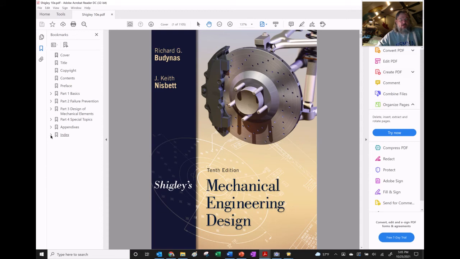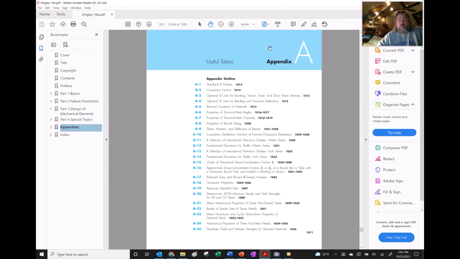So what we want to find here, we have the appendix. Boom. And stress concentrations. Boom.